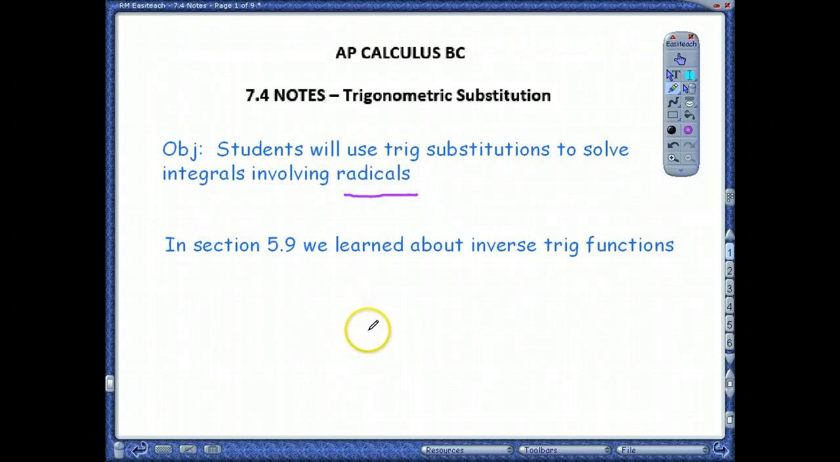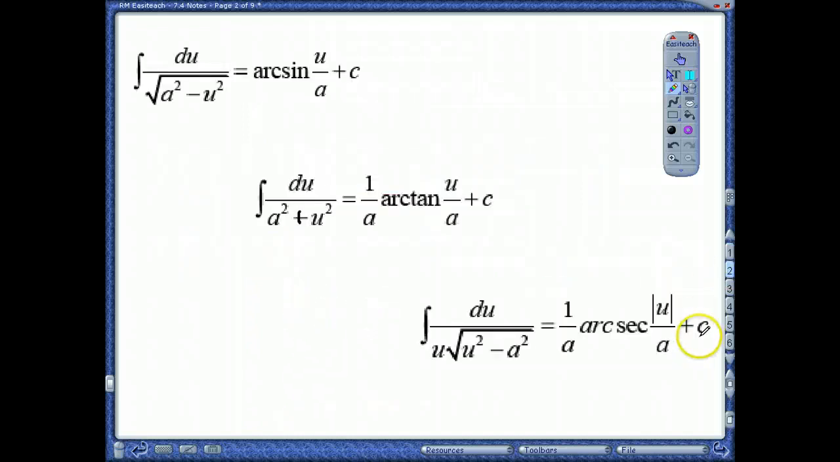Hi, and welcome to section 7.4, which is trigonometric substitution. We're going to use trigonometric substitution when we have integrals that involve radicals that we can't get rid of any other way. We can't use integration by parts, we can't use an inverse trig function, and we can't use a u substitution. We've got trigonometric substitution.